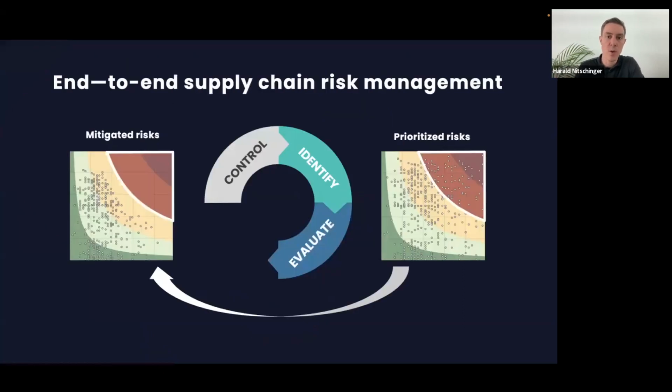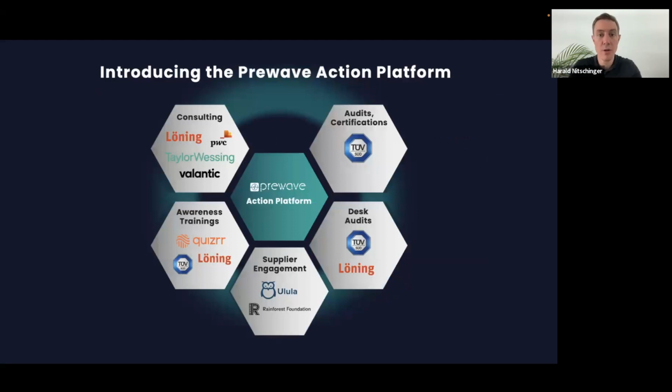So this is why we have been working on a functionality that we call the Action Platform, that precisely solves this missing puzzle piece of how our customers can take effective actions with various partners. And this is what the Prewave Action Platform is all about. So we have been working with various partners, Taylor Wessing being one of them, to bring them into this action platform.